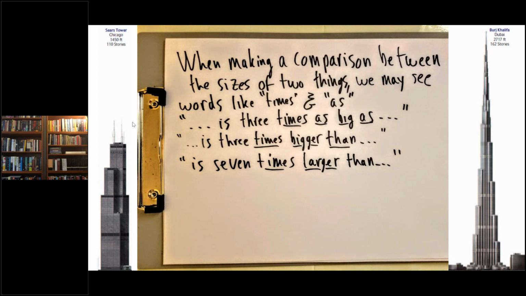Here we have the Sears Tower, and here we have a much taller building. It is not exactly twice as tall. It's not quite that big, but you could say it is about twice as big, or you could say it is about 2 times as big. You could say it is about 2 times bigger. You could say that it is about 2 times larger, and so these are other hints and other phrases that are clues that you're comparing the size of 2 things and that you need to use multiplication.